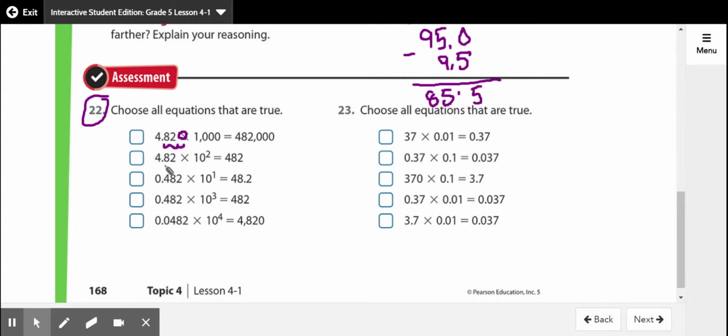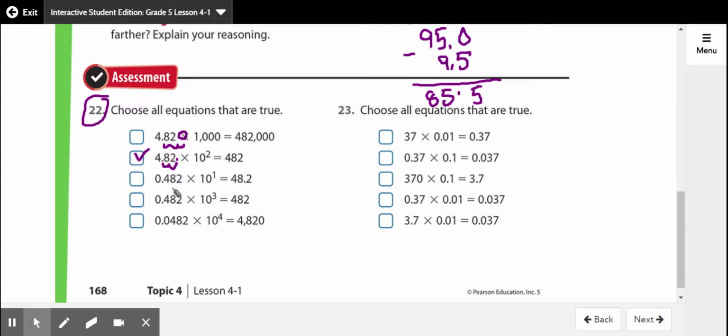10 to the second. I'm going to move this over 2 then. 1, 2, because there are going to be 2 zeros. 482. And put a decimal. Do they have, oh, they do have 482. So this one is correct. Yay.